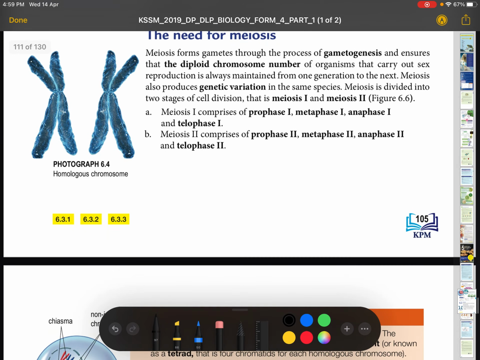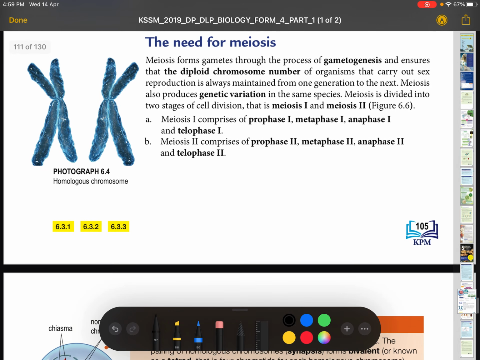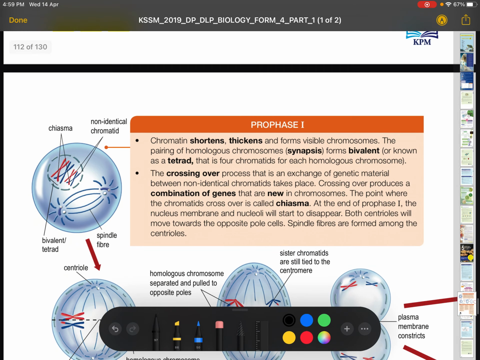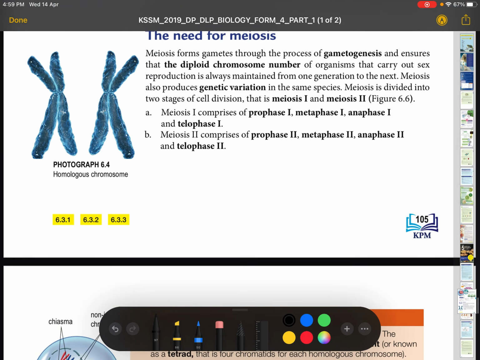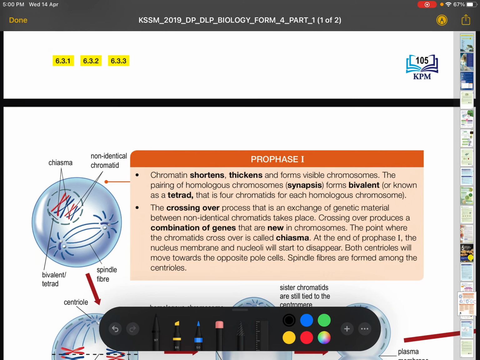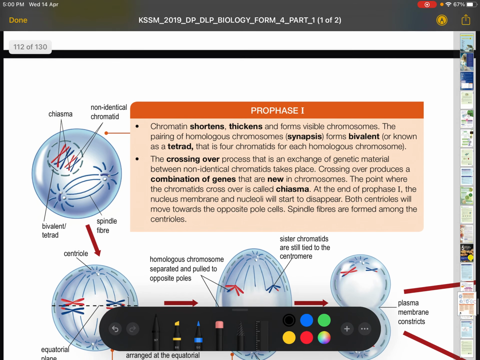The main difference between meiosis 1 and meiosis 2 is that the cell cycle only happens during meiosis 1. During meiosis 2, there is no cell cycle. No S phase, no G1 phase, no G2 phase. It is directly to the point. So during meiosis 1, the cells already replicated. So now you have, again, 92 chromatids, but 46 chromosomes. And similar, chromatin shortens, thickens, and then they form visible chromosomes.